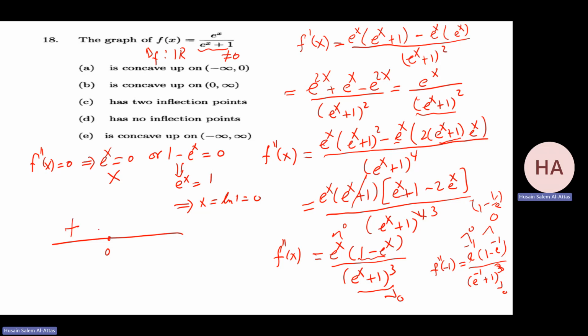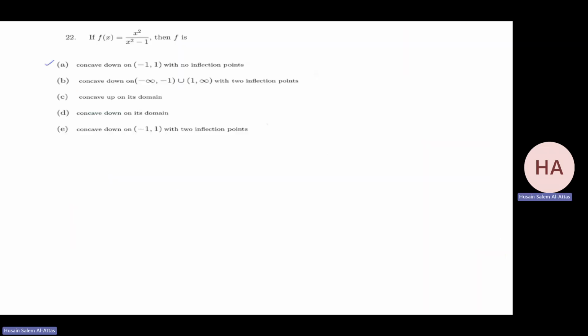So this is positive. Now take a value more than 0, I'll take 1. This one will be 1 minus e, which is negative. So it will be negative. So it's concave up, and this is concave down, and they have one inflection point. Concave up in this, wrong. No inflection point, wrong. Two inflection points, no. Concave up 0 to infinity, no. Just concave up from minus infinity to 0. Okay, the same idea.